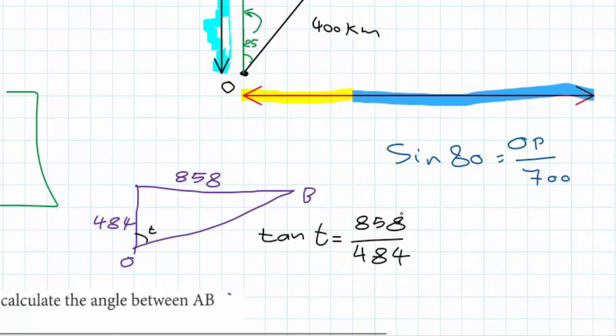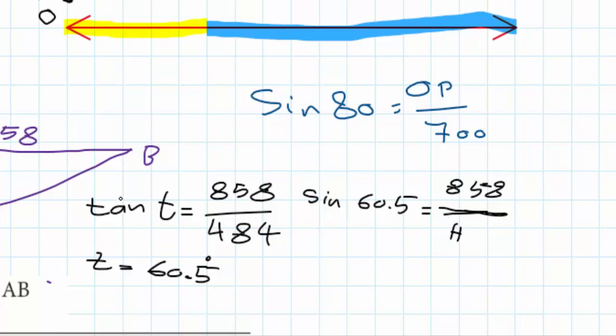Now, tan inverse of this fraction will give us the angle T. Angle T is 60.5 degrees. We got angle T. Now, how can we get the hypotenuse? Since we know the angle, finding hypotenuse is easy. We can use either sine or cosine because they both contain hypotenuse. Let's say sine of T, which is 60.5, is equal to opposite, which is 858, over hypotenuse. The hypotenuse is missing. Hypotenuse is the total distance between O and B.